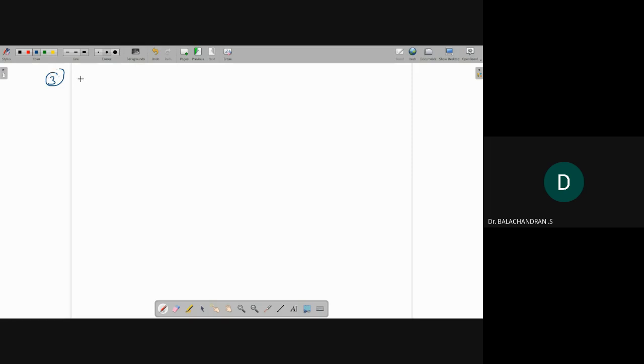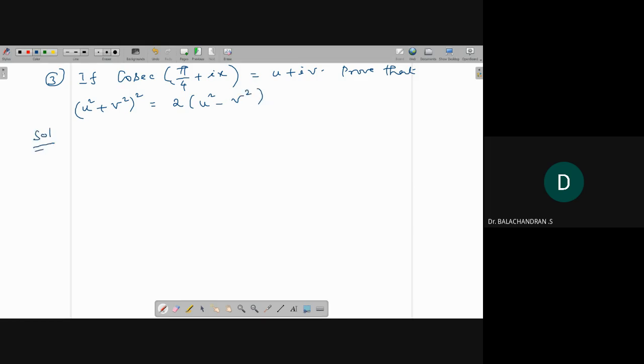If cosecant of pi by 4 plus ix equals u plus iv, prove that (u square plus v square) whole square equals 2 into (u square minus v square). Solution.